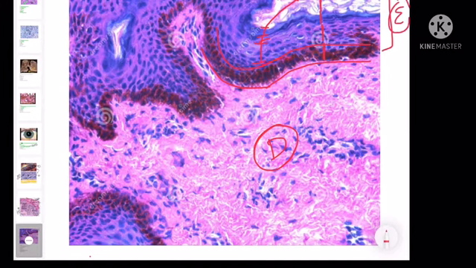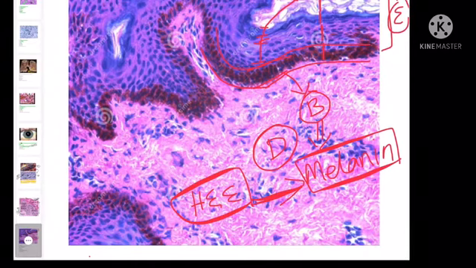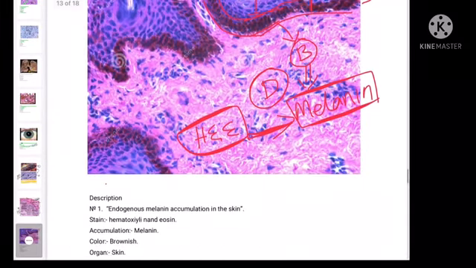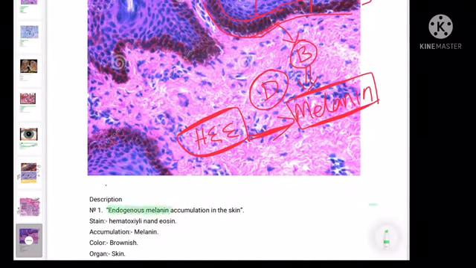So we can see here a lot of brown pigmentation. It's nothing but melanin accumulation, melanin in excess. And the stain used here is hematoxylin and eosin. They give a brownish color to the melanin. So let's see the description. It's endogenous melanin accumulation in the skin. The stain is hematoxylin and eosin. The accumulation is melanin, the color is brownish, accumulated in the skin.